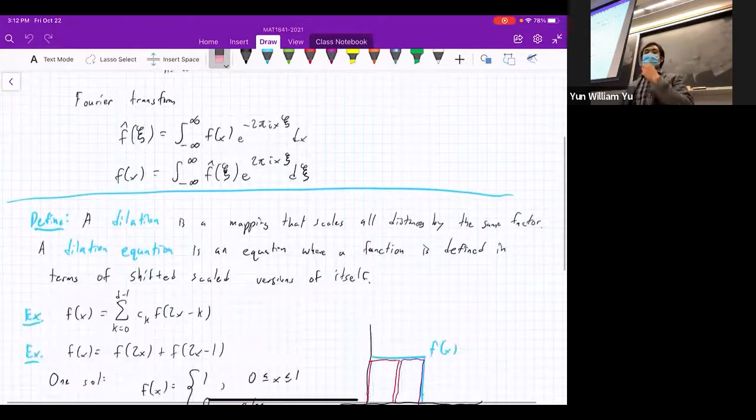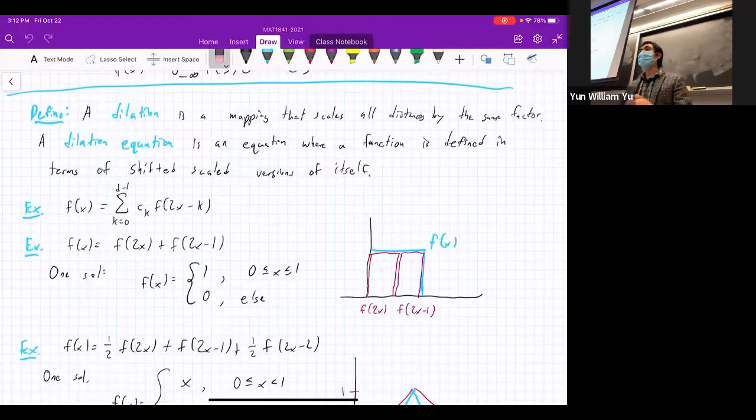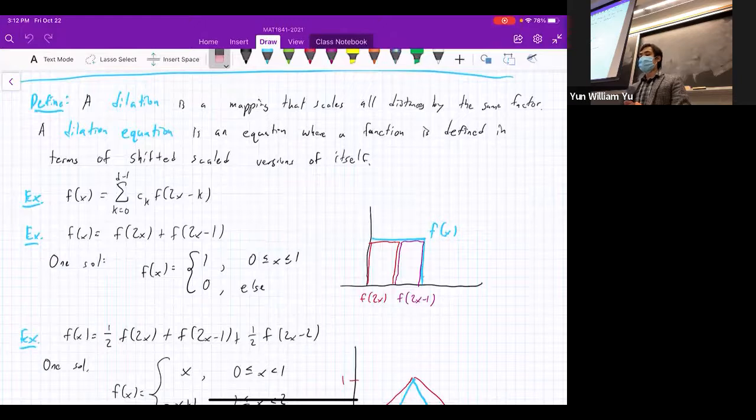So instead, we've been building up to constructing something called wavelets, which will allow us to give an orthonormal basis for the space of functions that has finite support. And what we left off with last time was defining something called a dilation, which just scales all distances by some factor. Generally, we're talking about shrinking it. And a dilation equation, which is a function that's defined in terms of these shifted scaled versions of itself.